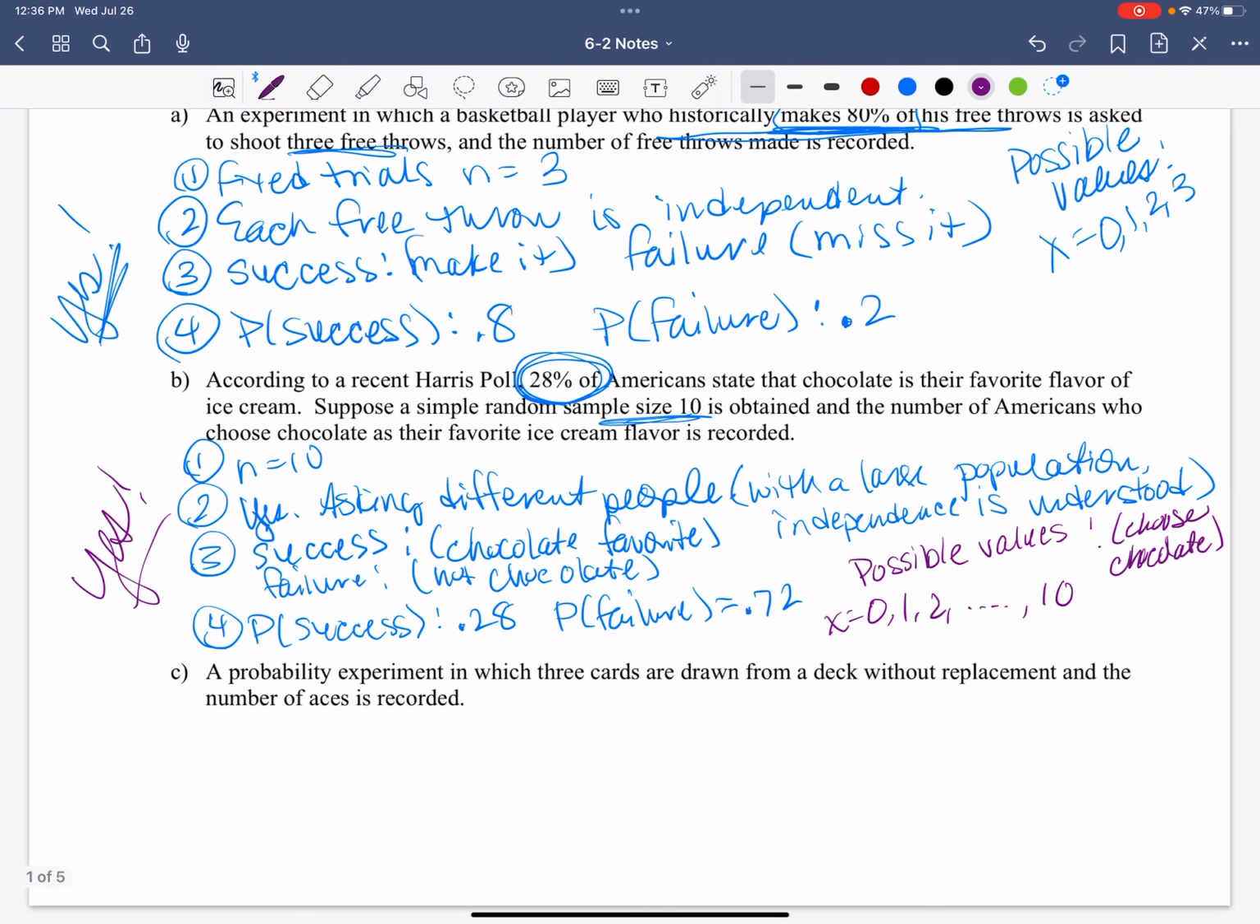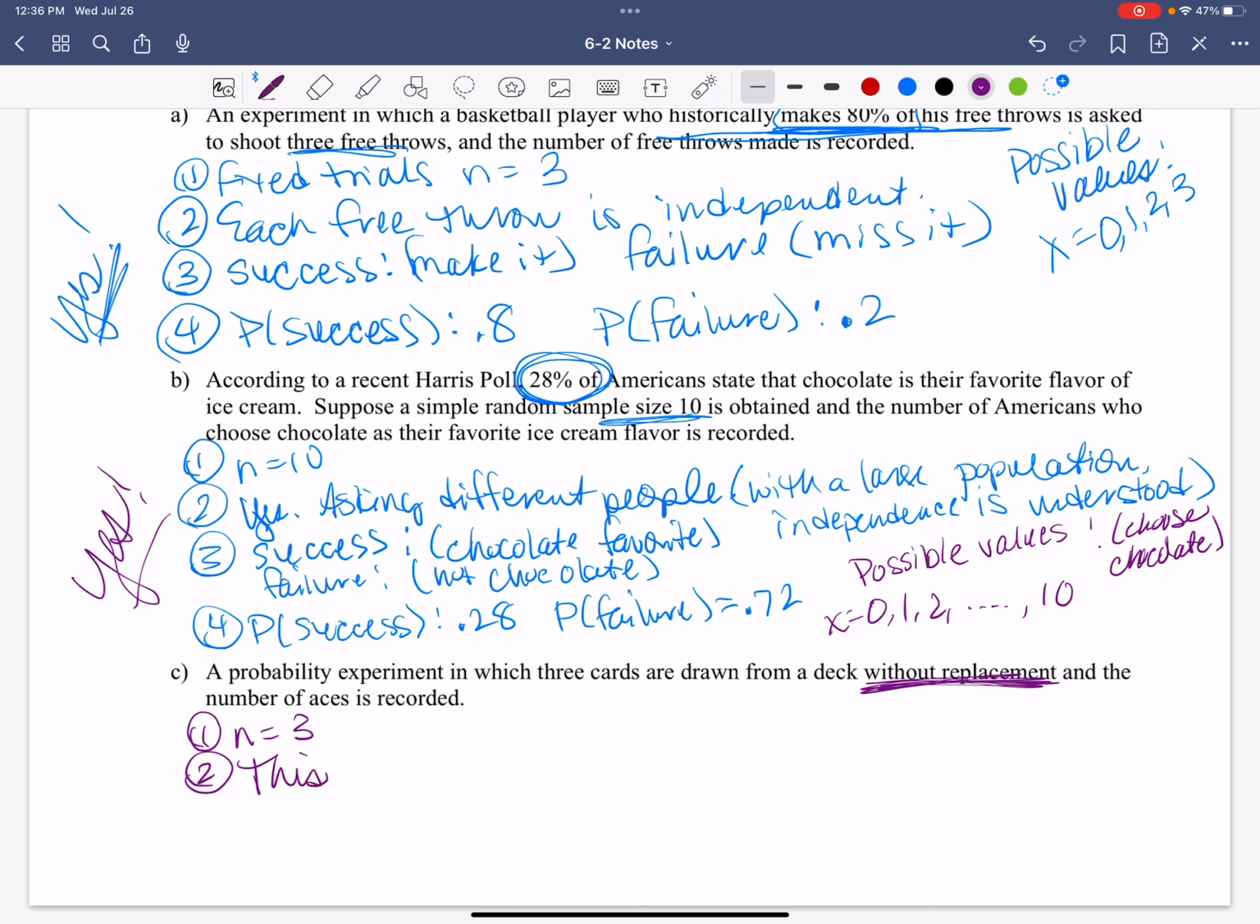A probability experiment in which 3 cards are drawn from the deck without replacement and the number of aces is recorded. Okay. Do I have a fixed number? Yep, 3 cards. What's option 2? Are these independent? No. Do you see that? Without replacement. Ooh, snuck those words in there, but they make a huge impact, right?